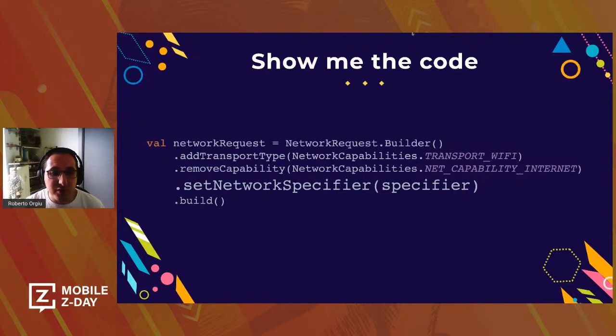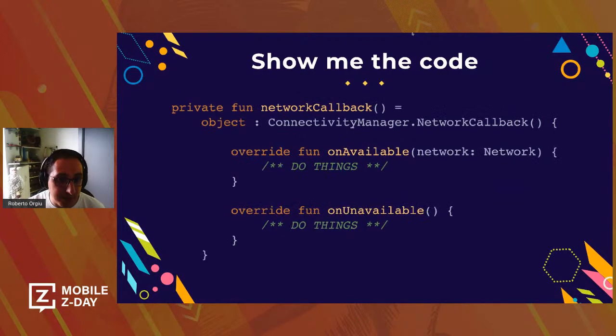But we mentioned that we not only needed a network request, but we also needed a callback. And the callback is by far, in my opinion, the most interesting part. So in order to create a network callback, we need to create a class that will extend the network callback subclass of the connectivity manager. The 2 more important methods in there will be the onAvailable method and the onUnavailable method. But these are definitely not the only 2. There are many other methods.